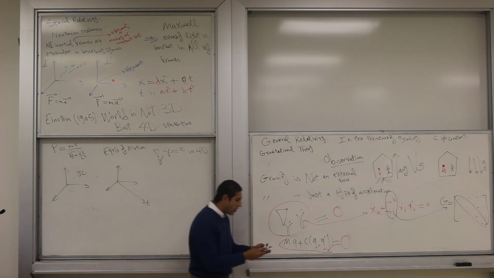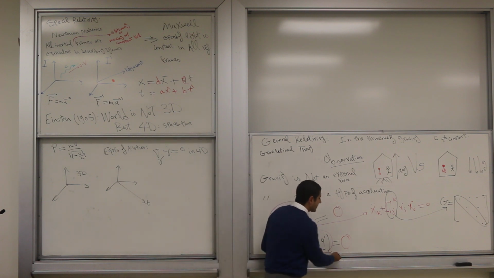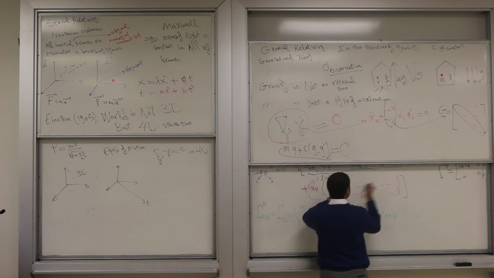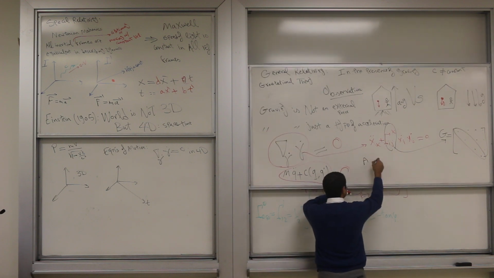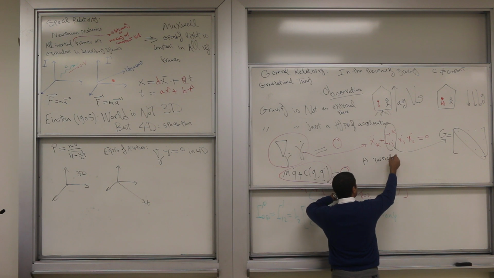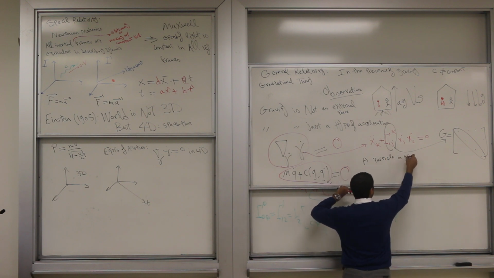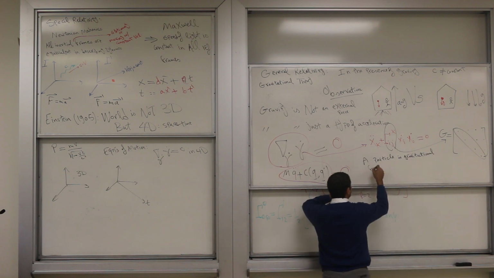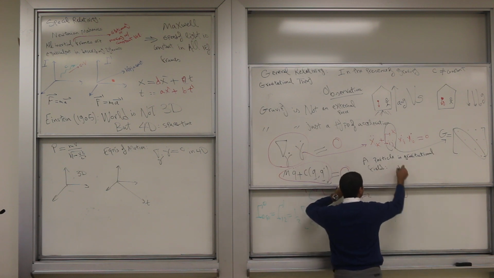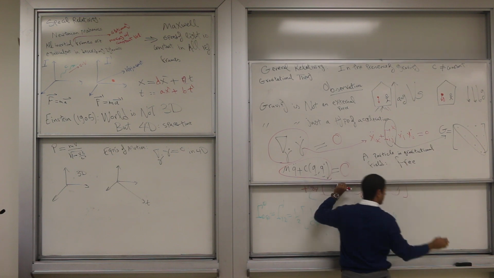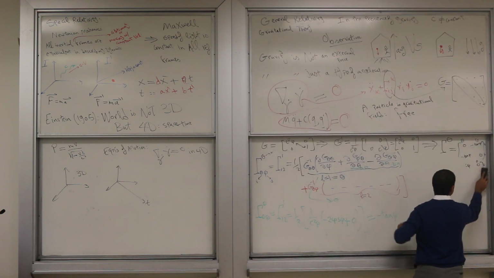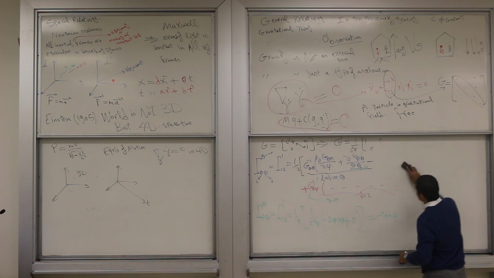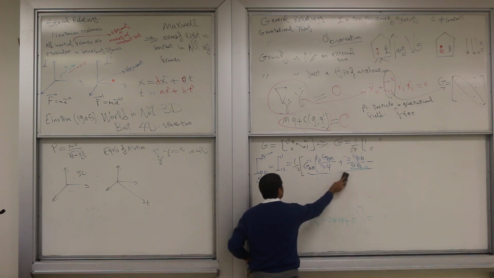What does this imply? Like I said, this implies that a particle in gravitational field is simply free. But the space is changed, the space over which you are evolving.